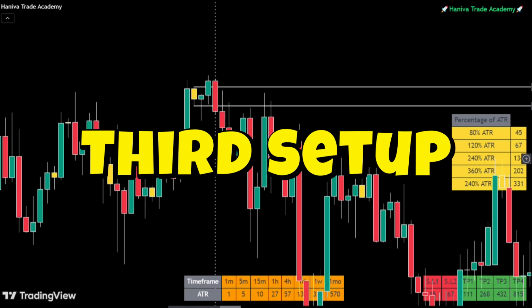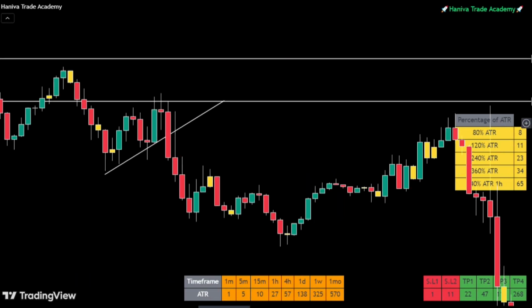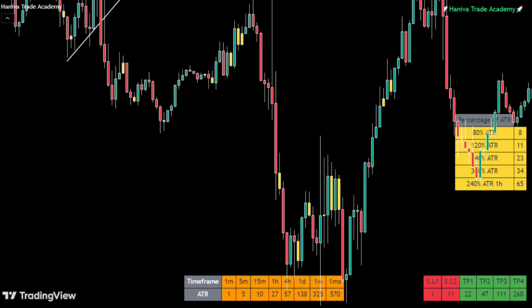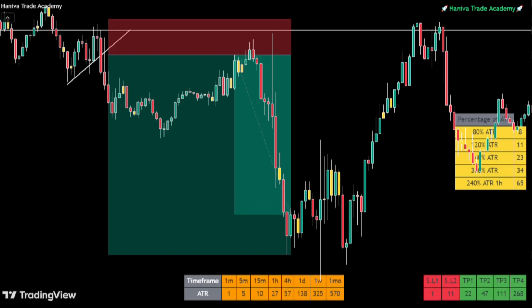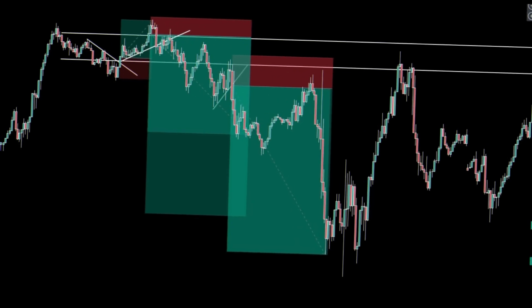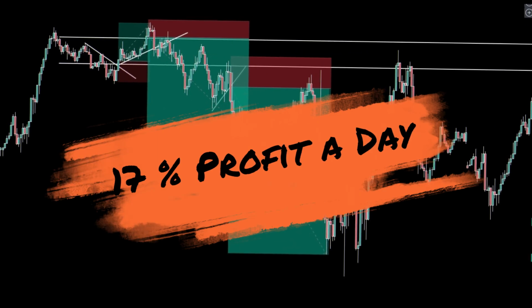Third setup. In the structure time frame, after the candle closes below the inside bar, we switch to the trigger time frame. When the price returns to the low area of the inside bar and breaks the trigger line, we enter the trade. As you can see, using this method, we could have gained at least a 5% profit. As shown in the image, using this simple setup, we achieved a 17% profit in just one day.